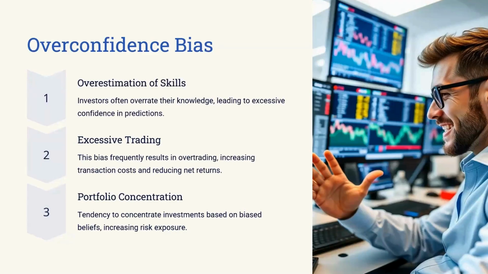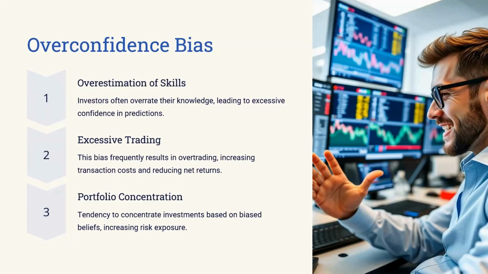First one is overestimation of skills. Investors often overrate their knowledge, leading to excessive confidence in prediction. This manifests in several ways. Illusion of control, believing one has more control over random events. Better than average effect, a common tendency to believe one is above average in skills and abilities, even in areas where objective evidence suggests otherwise.